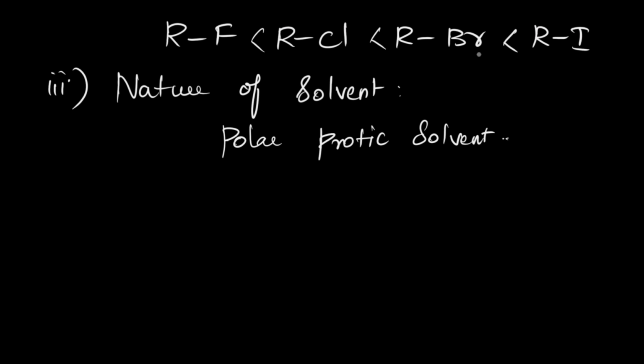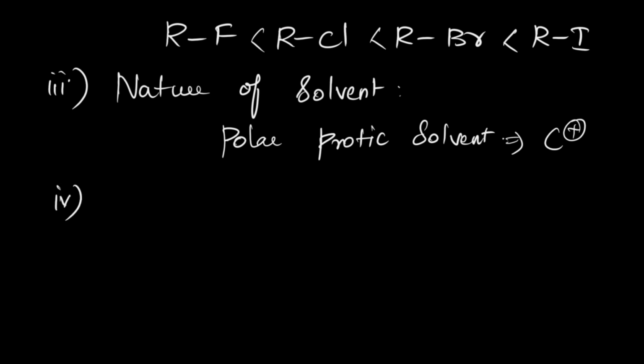So which facilitates the carbocation formation very easily. How does it become so? Because it can form a bond with our leaving group and then it leaves eventually.